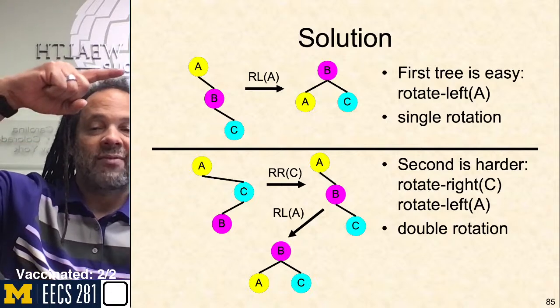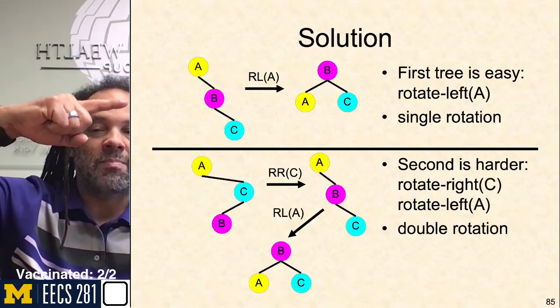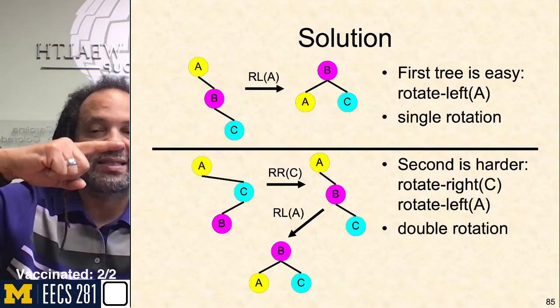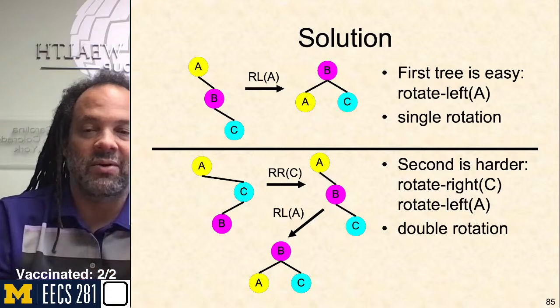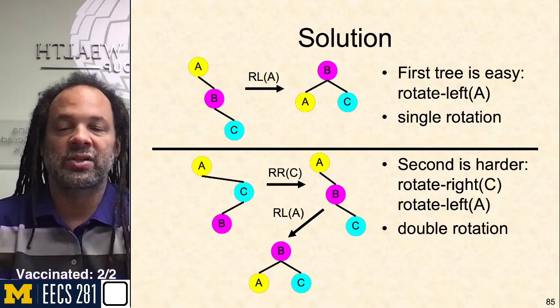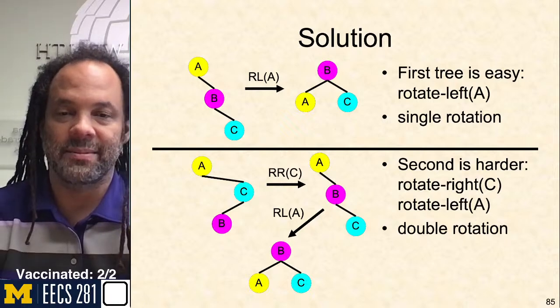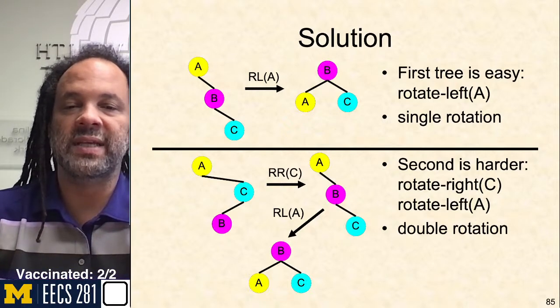This first one, I've got a -2 at A, I've got a -1 at B, and then I've got a 0 at C. So I don't have a sign change there. It goes from negative to 0. Here I go from negative to positive to 0. So that sign change gives me what we call a zigzag. When I've got a zigzag, I cannot fix this with a single rotation.